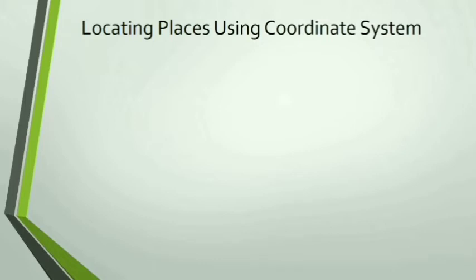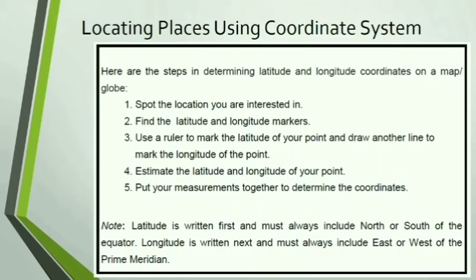Now before locating places using a coordinate system, let us first understand the steps on how we can determine place, latitude and longitude on a map or a globe. Here are the steps in determining latitude and longitude coordinates on a map or a globe. First step is to spot the location where you are interested in. Find the latitude and longitude markers. Use rulers to mark the latitude of your point or draw another line to mark the longitude of the point. Estimate the latitude and longitude of your point and then put measurements together to determine the coordinates.